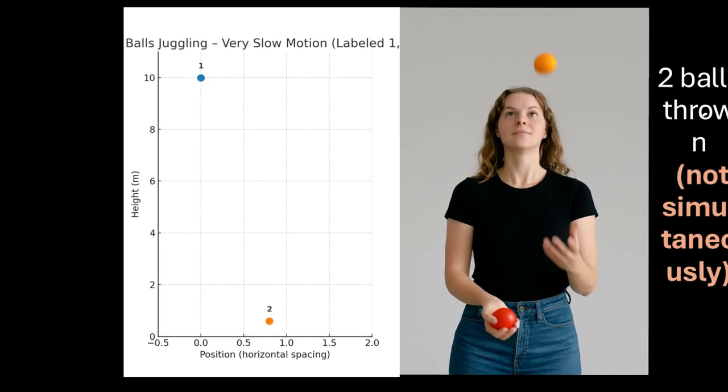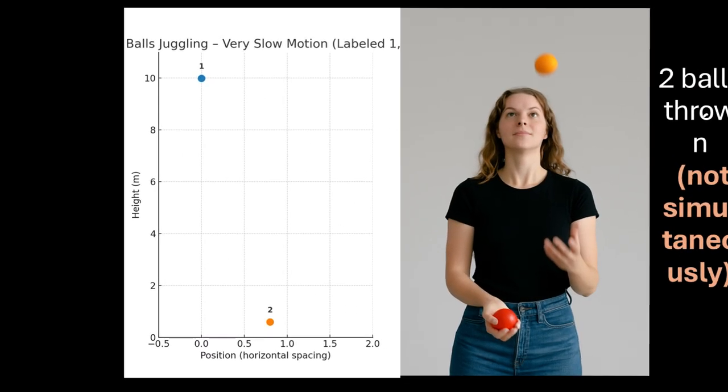Okay. Now let's see the case of what happens when we have one juggler and 2 balls. This image here is physically correct. Why?